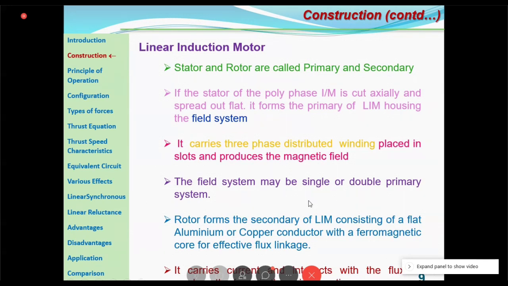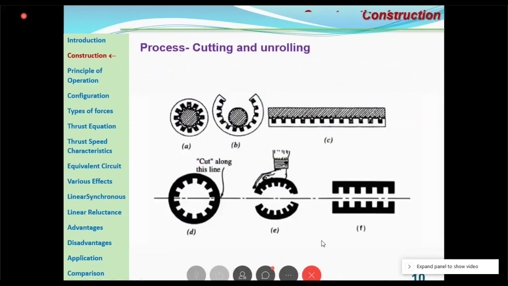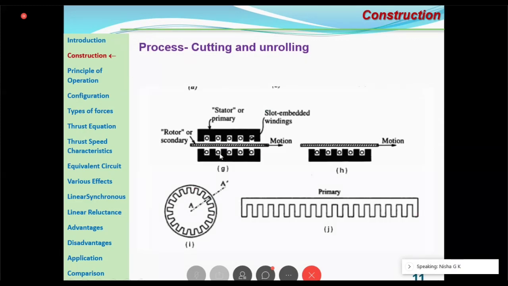The rotor is an aluminum or copper conductor, and a ferromagnetic core is also there to increase the effective flux linkage. So this is the section: the conventional motor, you cut it, and you get the primary, and this is the cross-sectional view. Here you can also see each part, the rotor, the secondary, the stator, the primary, and the slots. The windings are embedded in the slots, and this gives a linear motion.